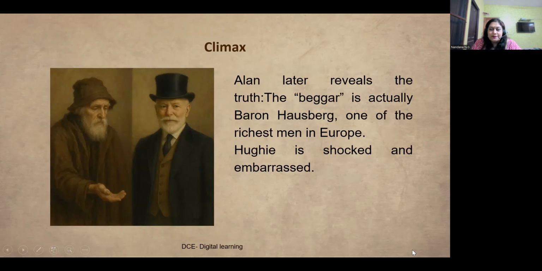In the climax, Alan later reveals the truth. The beggar is actually Baron Hausberg, one of the richest men in Europe. Huey is shocked and embarrassed because he could not identify him, and for such a rich man he gave one gold sovereign, thinking him to be poor. Now he is worried that what if the old man is angry with him? What if he takes him to be a person with other intentions? So these are the thoughts in his mind.